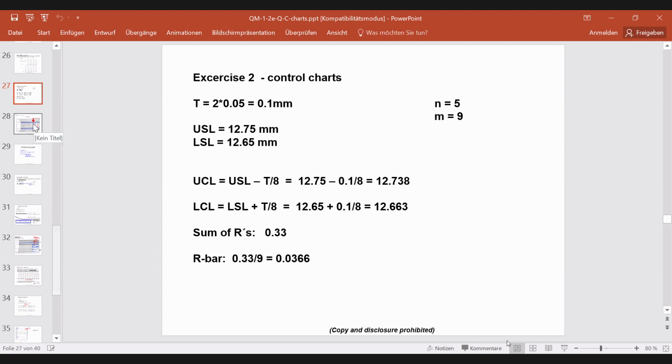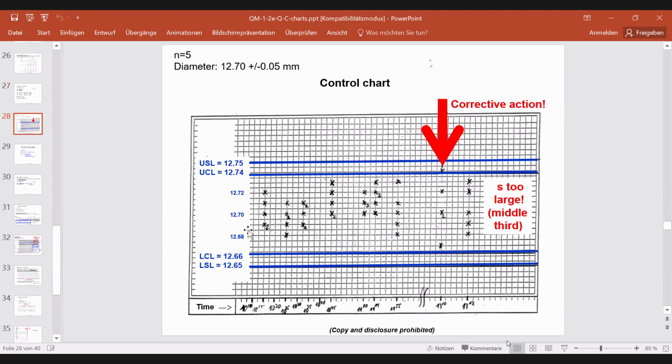With these control limits, you can put these table values in the quality chart. And this is shown here. This is the quality chart. Here you see 12.70. This is the target.